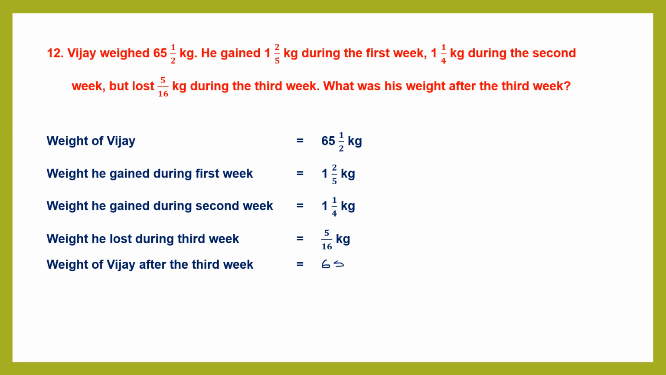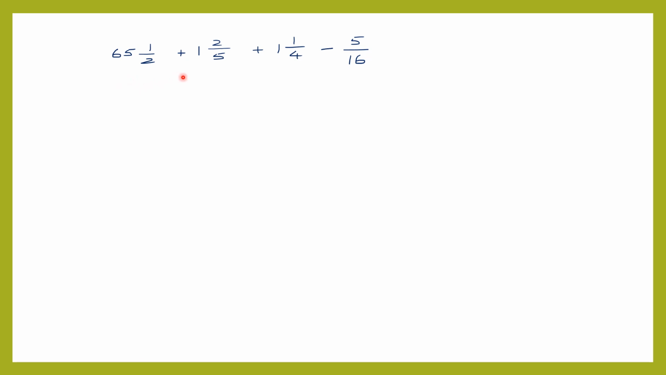So that becomes 65 1 by 2 kg plus 1 2 by 5 kg plus 1 by 4 kg plus 5 by 16 kg. This last part will be minus and not plus. So this will be minus because here he's lost weight in the last week, the third week. So this is how we need to work this whole thing out. So let's convert all this. So now let's work this out. The first step is we're going to convert all these and write the answer here.